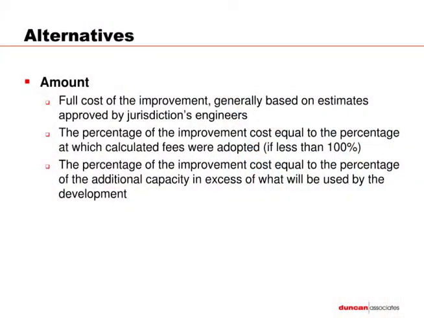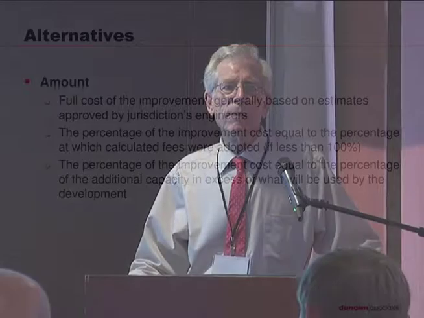And so the percentage of the improvement cost equal to the percentage of capacity in excess of what would be used by the development. Again, we get back to that thing that I mentioned earlier about, are you giving credit for the full cost, or are you discounting that by how much they're going to consume, which supposedly should be covered by the impact fee itself, should cover what they're going to consume in the entire system, including the improvement that's right in front of them they're directly impacting.